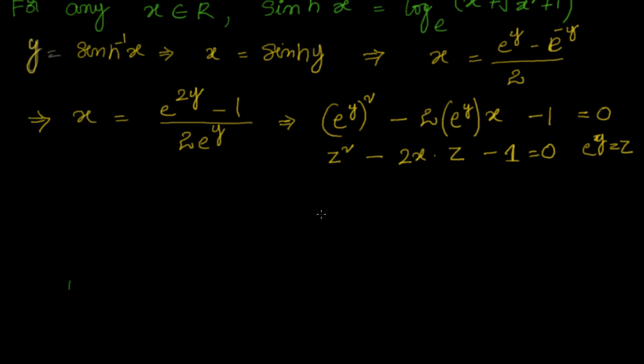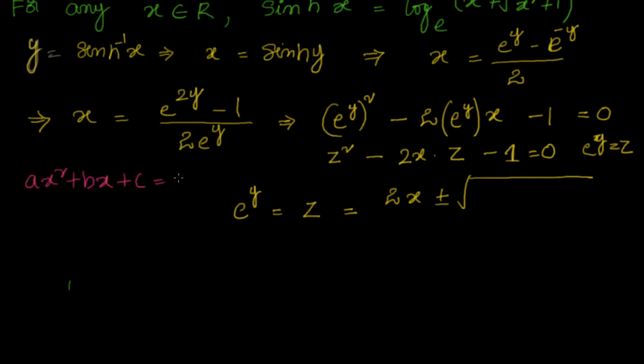minus b, that is 2x, plus or minus root of b square. What is the formula we are using here? We are using this formula: ax square plus bx plus c equal to 0 is a quadratic equation. Then x equals minus b plus or minus root of b square minus 4ac, by 2a, are the two roots of that equation. That is what we are using now.